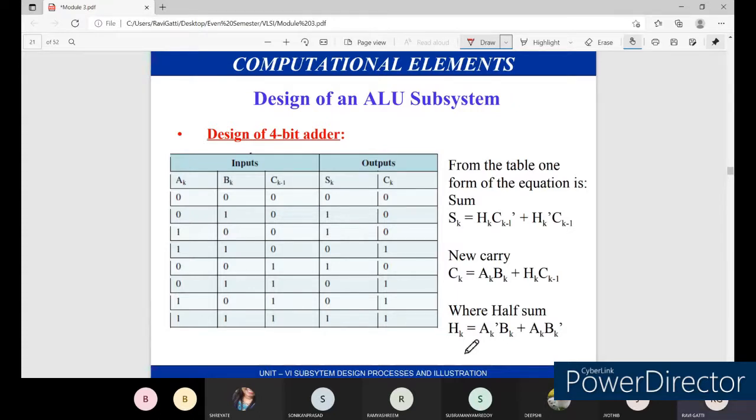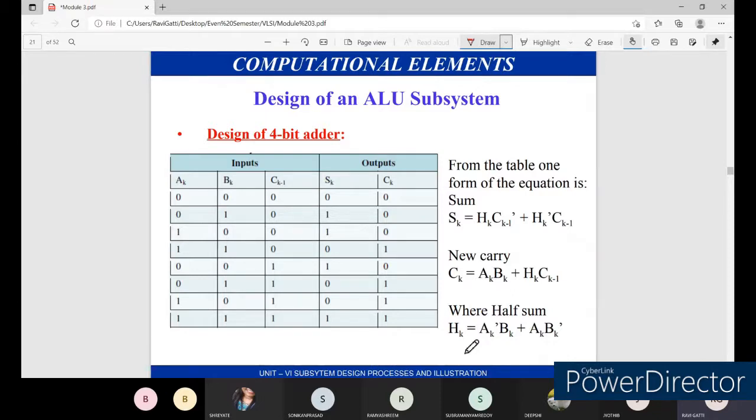When A is equal to 0, B is equal to 0, C is equal to 0, the output will be 0, 0. When A is 0, B is 1 and C is 0, sum will be 1 and carry will be 0. When A is 1, B is 0, C is 0, sum will be 1 and carry will be 0. Whereas when A is 1, B is 1 and C is 0, the sum will be 0 and the carry will be 1. Why? Because when you add 1 plus 1 in binary, you get 1 0. That 0 is the sum and 1 is the carry.